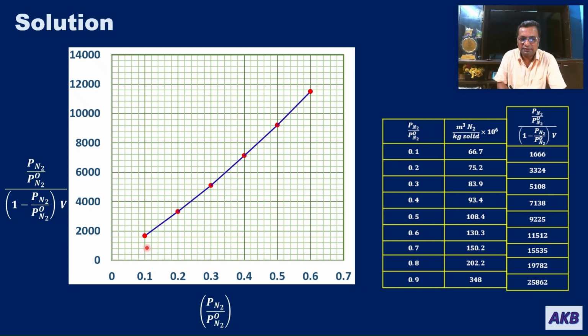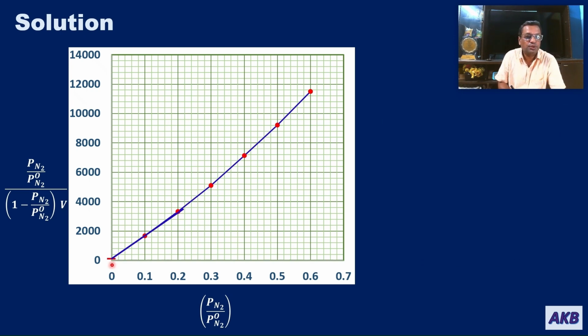Then I will extend the line so that it meets the y-axis, because I want to get the intercept on the y-axis. I need that in my calculation. So I have extended it with a straight line so that I get the intercept on the y-axis, and you can easily see in this case the intercept comes over here, and as per my scale the intercept comes out to be 100. So the intercept made by the adsorption isotherm on the y-axis is 100 for this case.